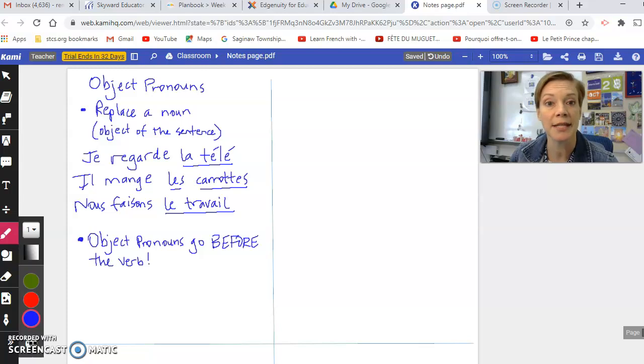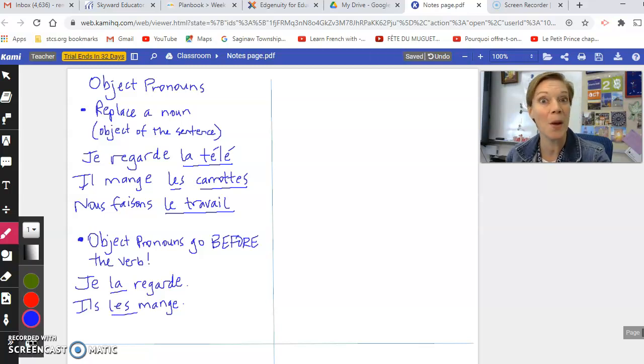Okay? What does that look like? Well, take our first sentence. Je regarde la télé is going to become je la regarde. The object pronoun is la, and I have placed it before the verb. Je la regarde. Il mange les carottes. Il les mange. The object pronoun is les. I have placed it before the verb. Can you guess what the next one's going to look like?